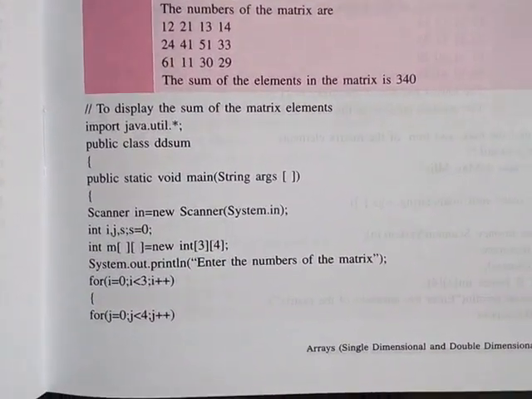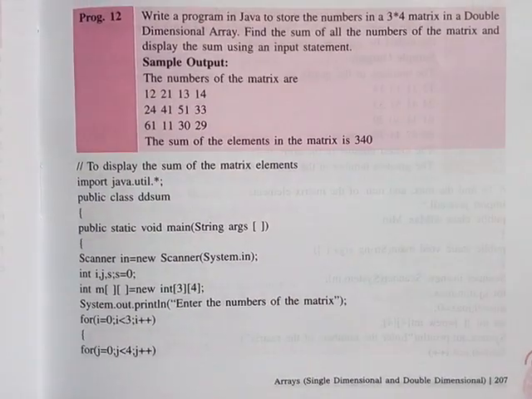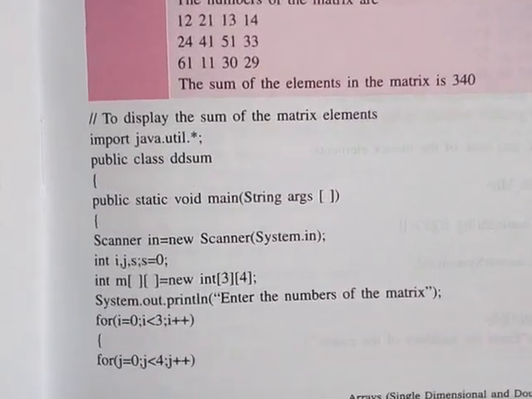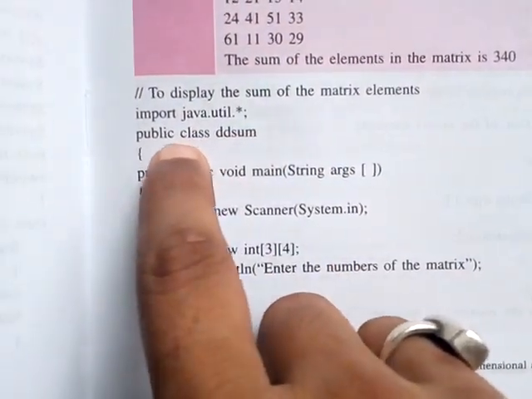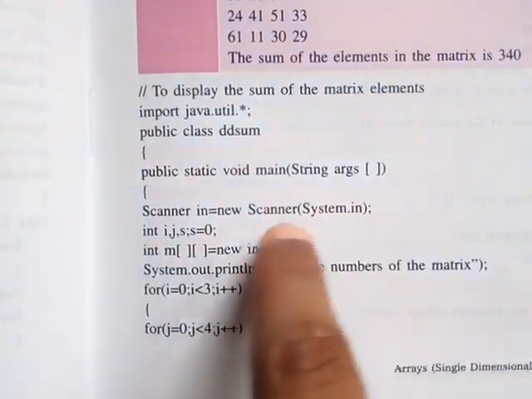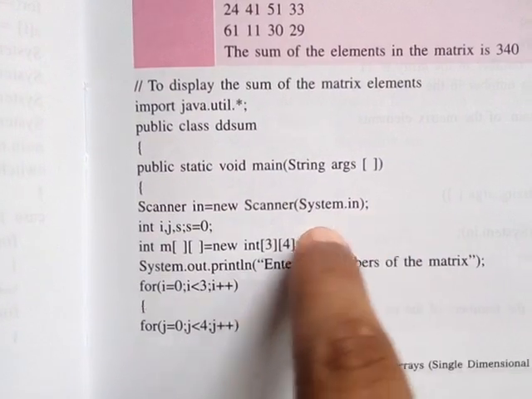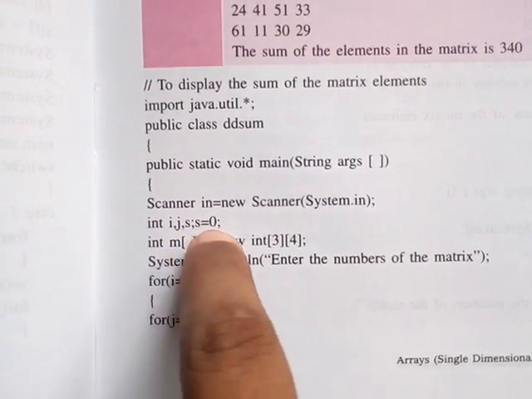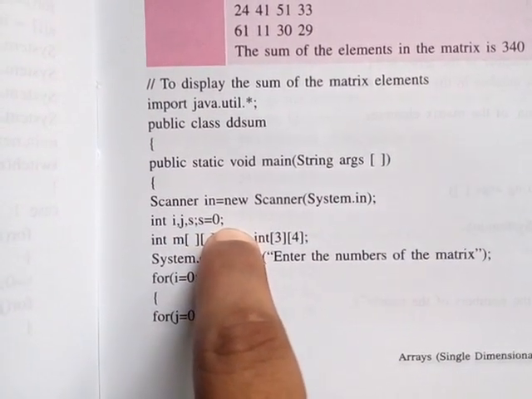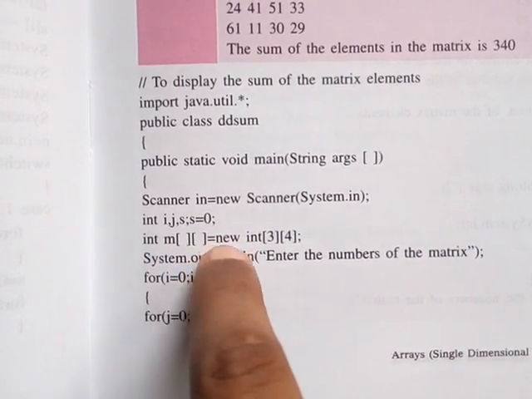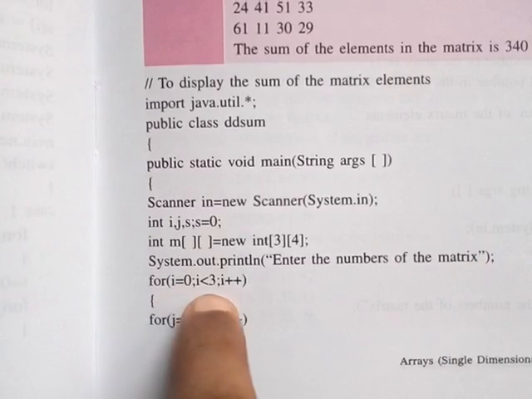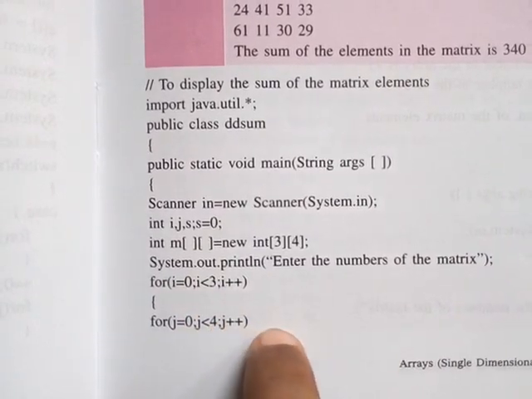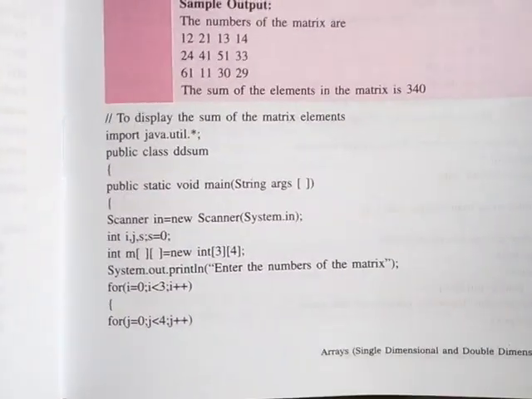See, to display the sum of the matrix elements: import java.util.*; public class ddSum, public static void main, Scanner in equal to new Scanner(System.in), int i, j, s, s equal to 0, initialize the value of s, int m[][] equal to new int[3][4], enter the elements of the matrix, i equal to 0, i less than 3, i plus plus, j equal to 0, j less than 4, j plus plus. Next page.